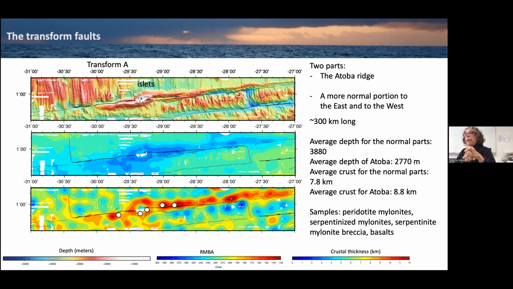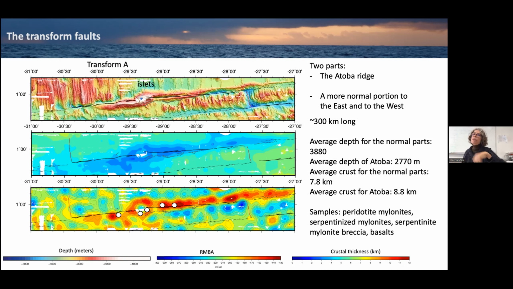It's shallower than the other ones. It's about 3,900 meters deep, and the average depth of Atobá is much less, closer to 3,000. Transform A is associated with a thicker crust, even if we remove Atobá from the system, and Atobá itself is very thick on average.